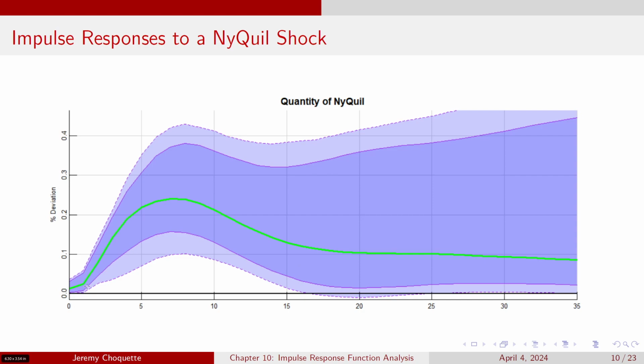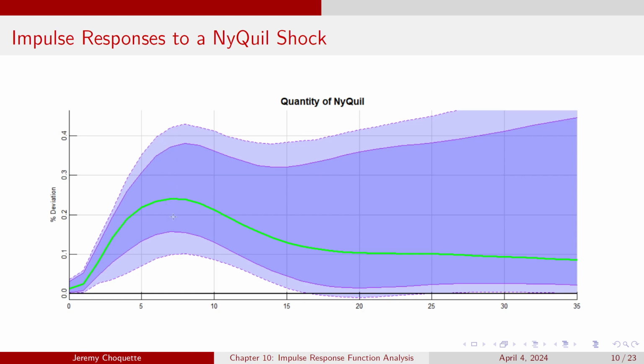Thus, what we're looking at is the evolution of the response of NyQuil consumption to a bunch of people getting a cold over time. Let's say this is 35 days. So over the course of 35 days, a lot of people will eventually stop their use of NyQuil, and it'll return back to zero. So that's what this green curve is telling me.